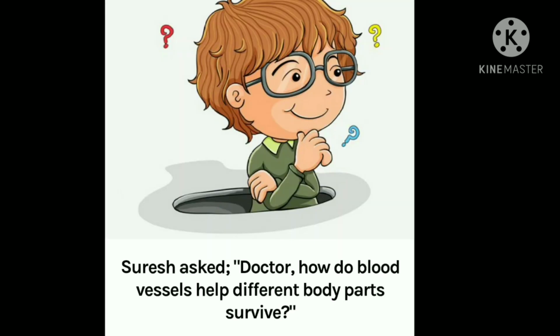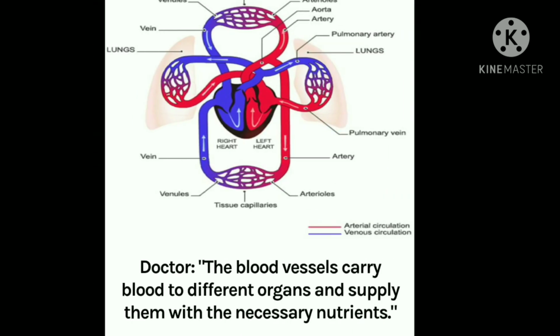Suresh asked, doctor, how do the blood vessels help different body parts survive? The doctor says the blood vessels carry the blood to the different organs and supply them with the necessary nutrients, as well as oxygen. See here in the diagram how the blood is transferred. The red color shows oxygenated blood and the blue color shows deoxygenated blood.